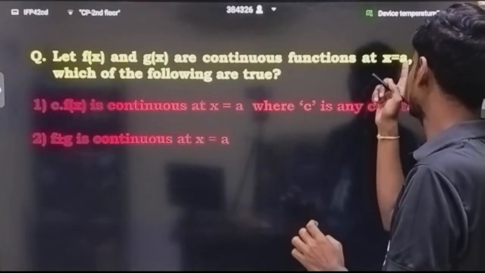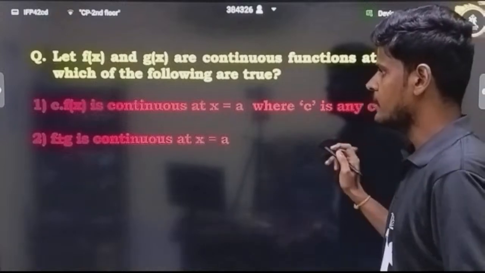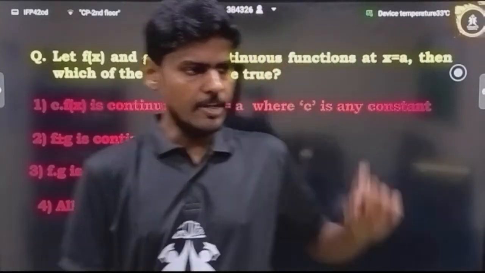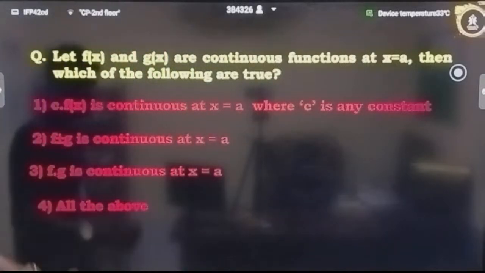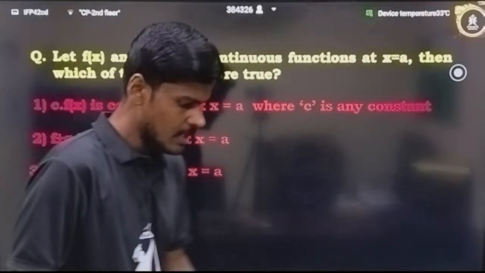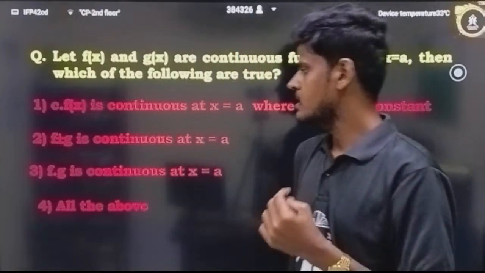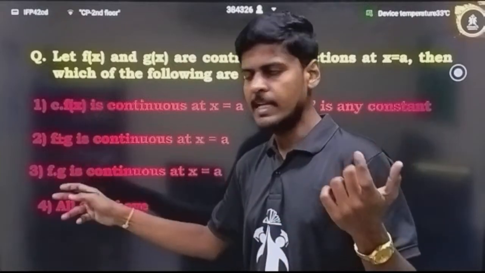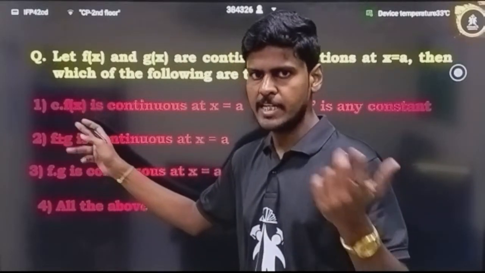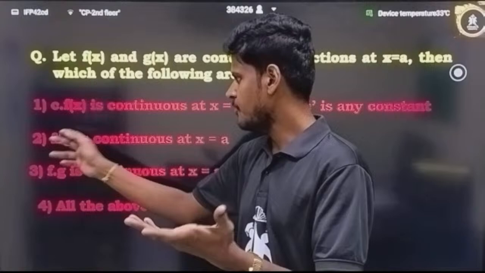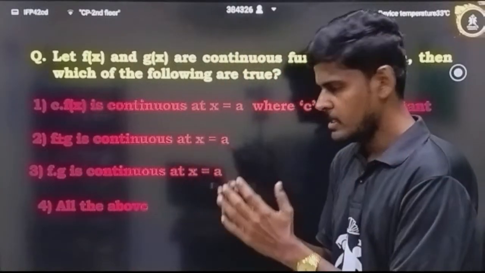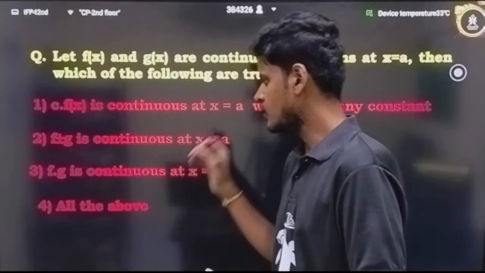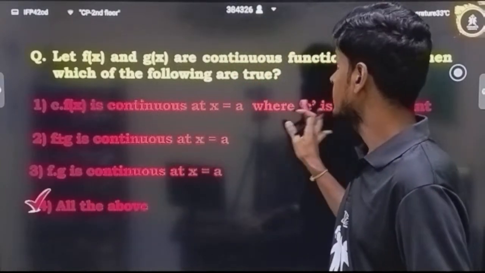f and g are continuous functions at x equal to a, then which of the following is true? c into f of x is continuous, f plus g is continuous, f into g is continuous, all of the above. Obviously this is the property we have discussed. So what is the option? All of the above. The product of a scalar with the function is continuous. f of x equal to sin x, 2 sin x is also continuous. f plus g is continuous. When we add two continuous functions, it is also continuous. The product is also continuous. So all of the above is the correct answer.